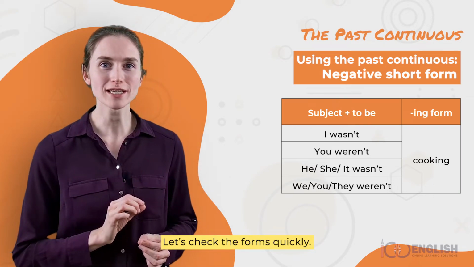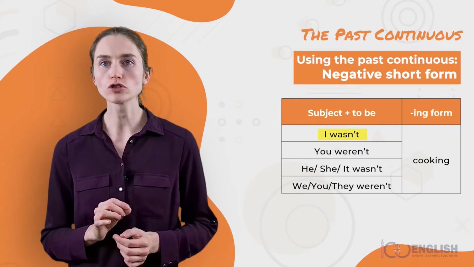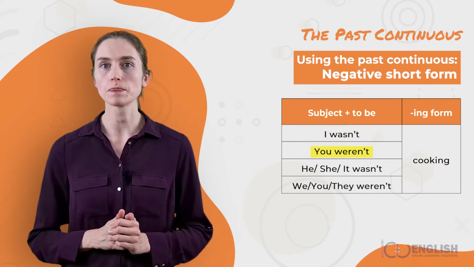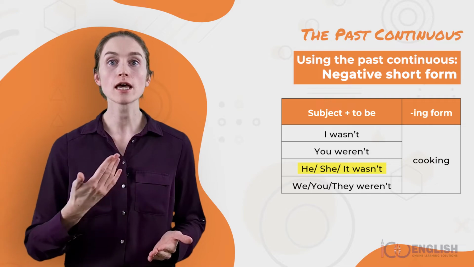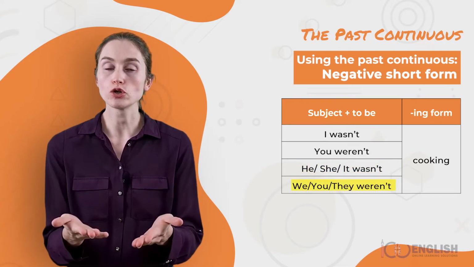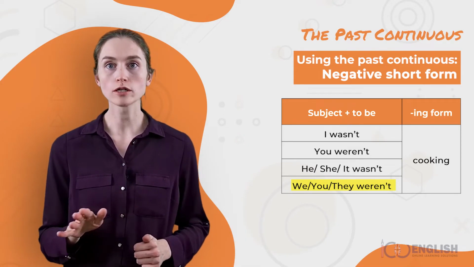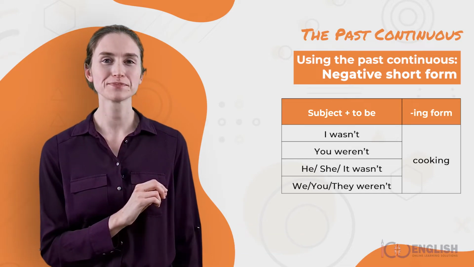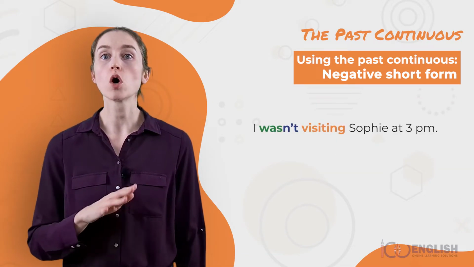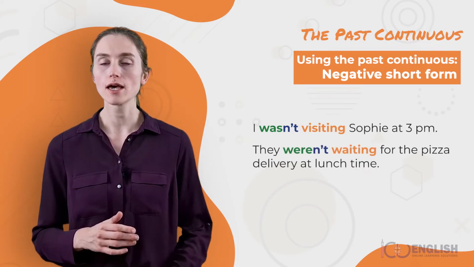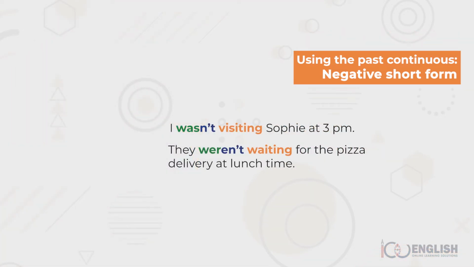Let's check the forms quickly. I wasn't cooking. You weren't cooking. He, she, it wasn't cooking. We, you, they weren't cooking. Let's look at some examples. I wasn't visiting Sophie at 3 p.m. They weren't waiting for the pizza delivery at lunchtime.